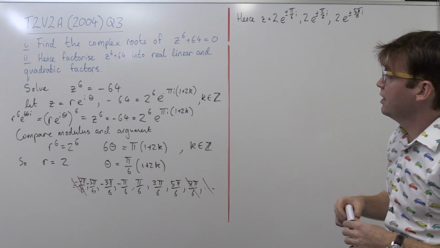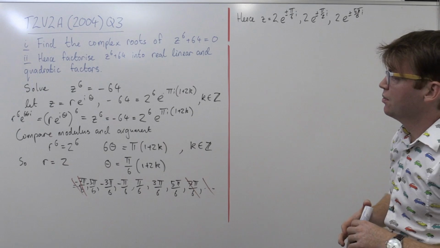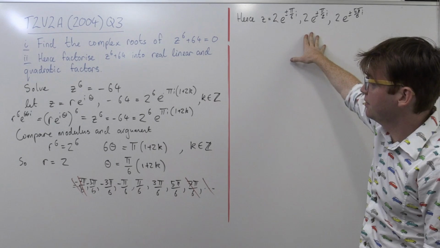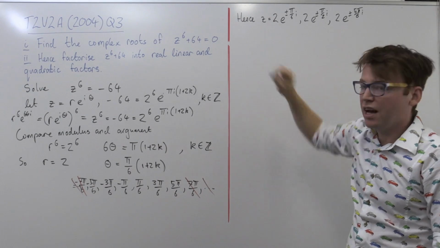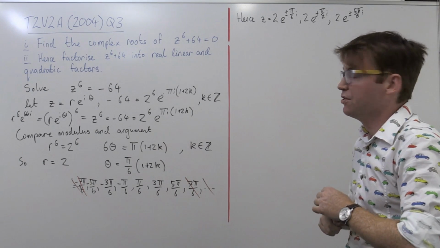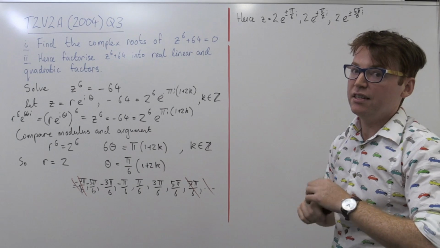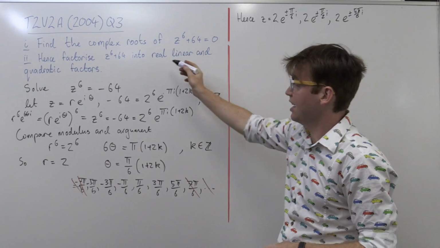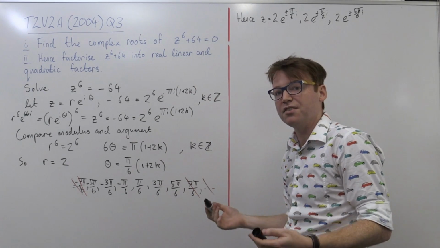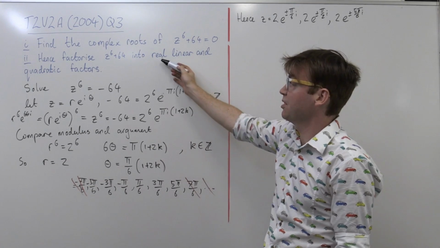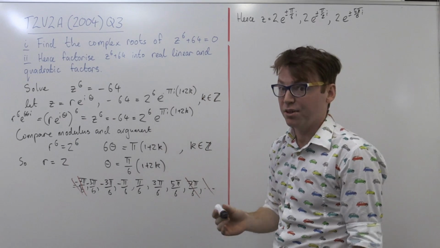I've got my complex roots. Once you have your complex roots, so that's part 1 done, you can factorize your polynomial into linear complex factors. That's always the first step. The question doesn't actually ask me to factorize this into complex linear terms, but I'm going to do it anyway, because that's the first step in getting it into real linear and quadratic terms.